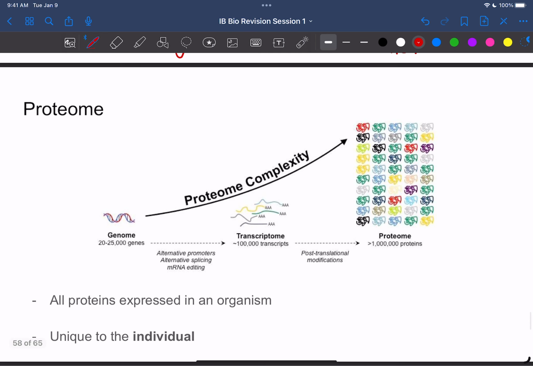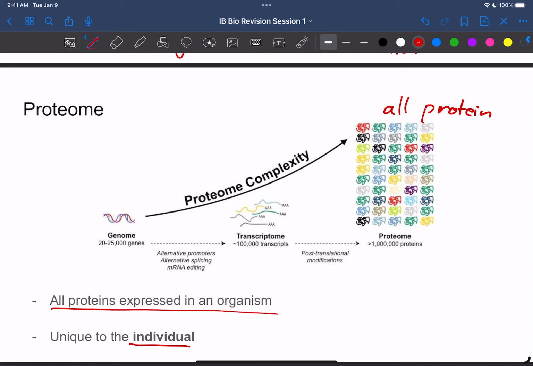Okay, next we're going to talk about the proteome, and this is really quick. The proteome is all the proteins expressed in an organism. So it's the totality of your proteins that are possible to make from your genes. And they are unique to the individual because individuals can have different mutations, different kinds of variations in their genes, in their genome, which is pretty obvious. We're all kind of unique genetically, and that creates variation in your proteome.